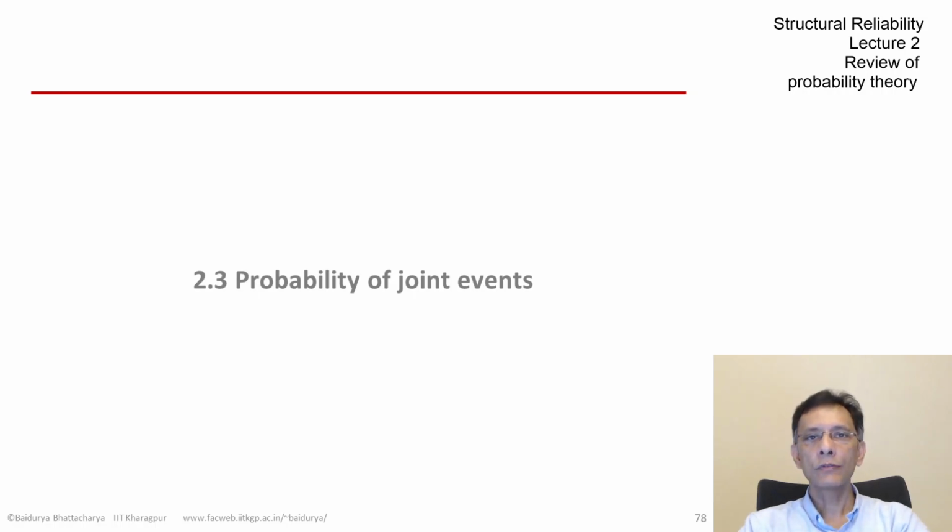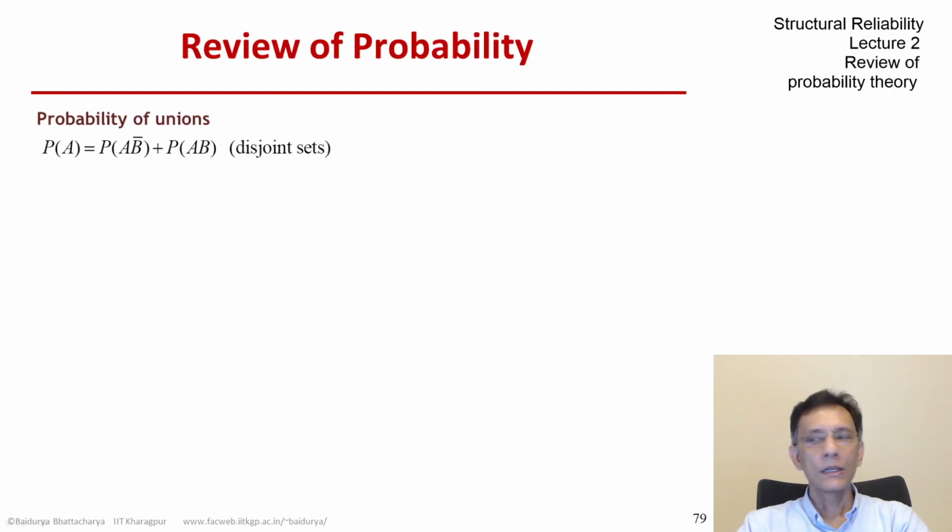The third axiom of probability tells us that the probability of the union of two disjoint sets A and B is the sum of the individual probabilities. Now, what if A and B are not disjoint? So let's express the event A as the union of two disjoint sets. So that would be A B complement and AB.